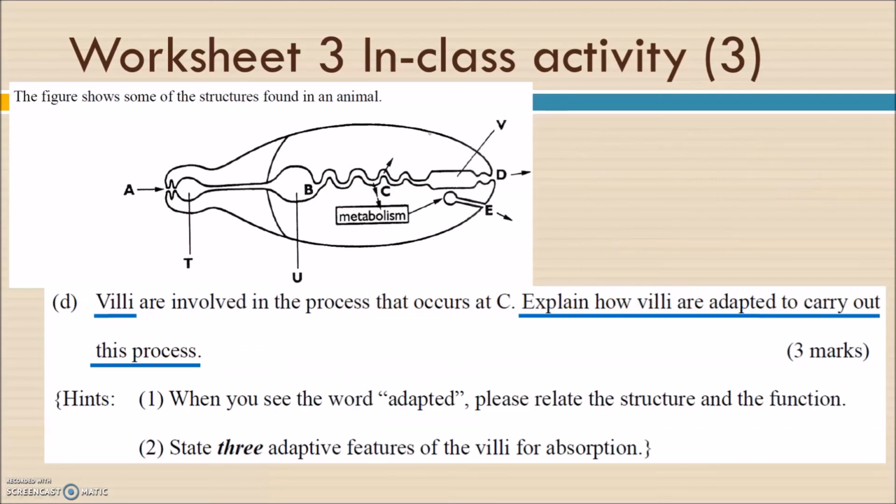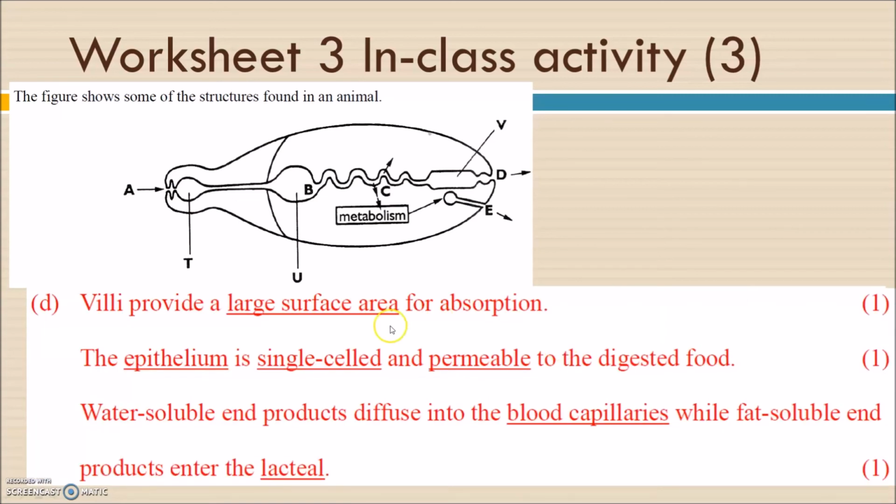And then part D is asking about adaptive features again. Villi are involved in the process that occurs at C, that's what we know. It should be absorption in the small intestine. So explain how the villi are adapted to carry out absorption. Remember, adaptive feature: structure and function, link them together, and for 3 marks we need 3 adaptive features. The first feature is that villi provide a large surface area for rapid absorption.